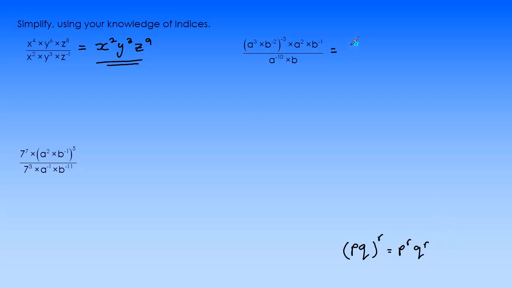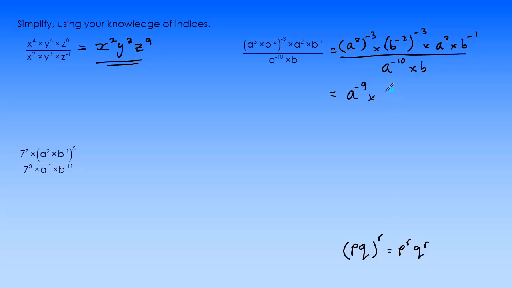So here the a cubed is to the power -3, and so is the b to the -2. Then we have times a squared times b to the -1 all over a to the -10 times b. Now when you have a complicated problem like this, it's very important just to go step by step. Now we've seen this index law. We multiply the indices here. So that's a to the -9.